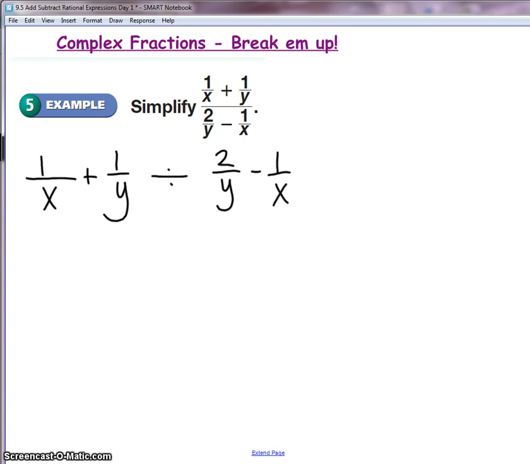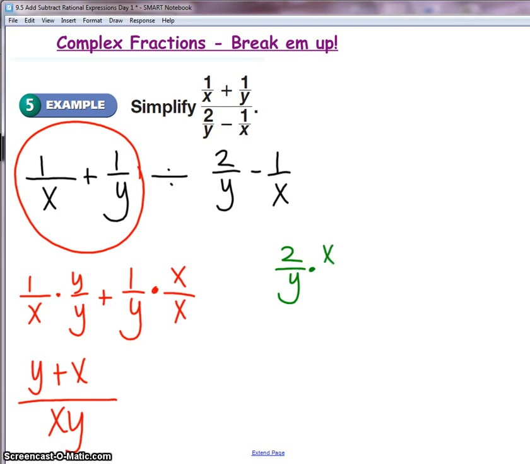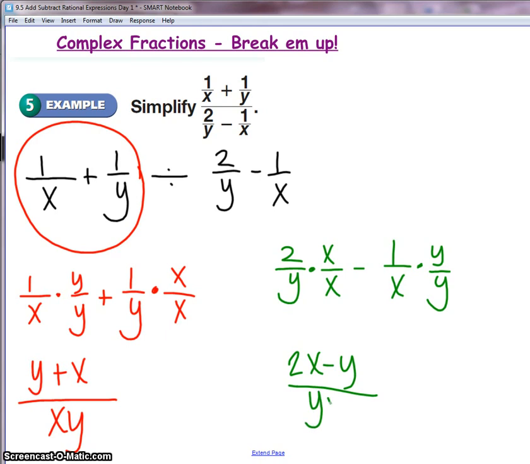All right, so what we're going to do is combine this first expression right here. So this x needs a y. The y needs an x. What we're going to end up combining is a y plus an x, and that's over xy. Now let's focus on what used to be in the denominator. This needs an x. This needs a y. So when we combine this over here, we're going to get 2x minus y over yx.